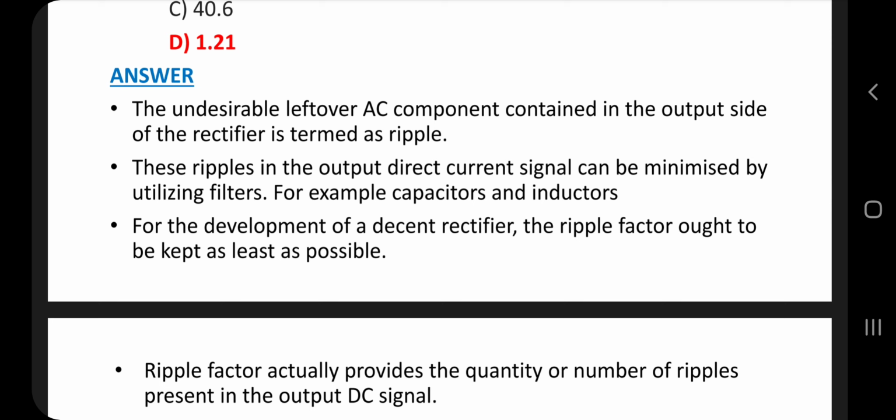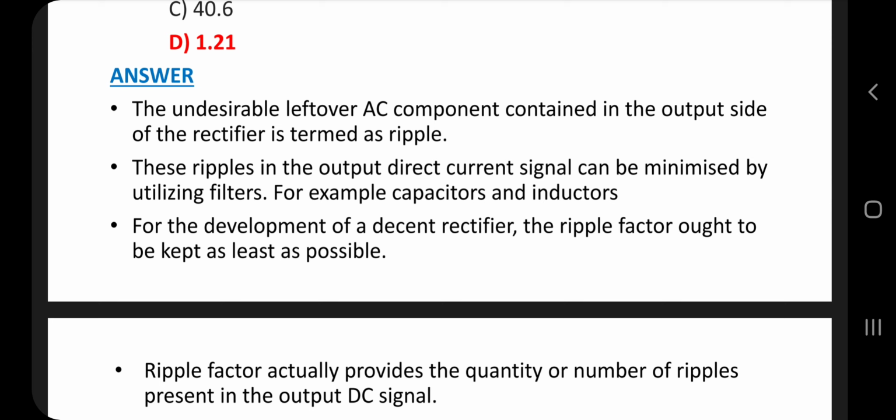The direct current delivered by a half wave rectifier is certainly not a pure direct current, but a pulsating direct current. Pulsating means to move in a rhythmic manner. There are still some alternating current components left over while converting the AC signal to a DC signal. This undesirable leftover AC component contained in the output side of the rectifier is termed as ripple.